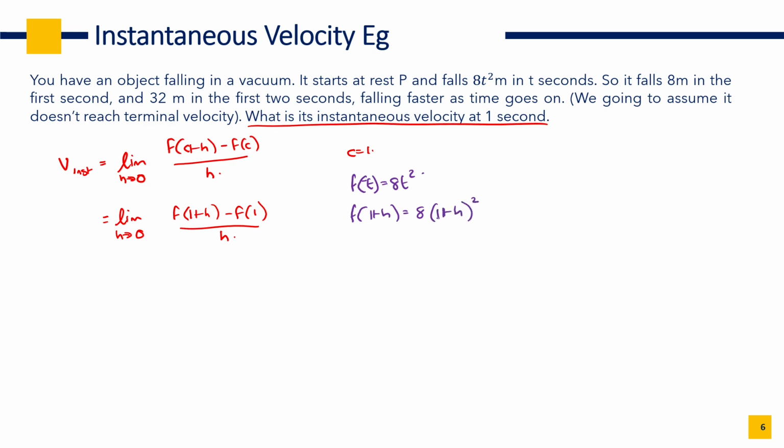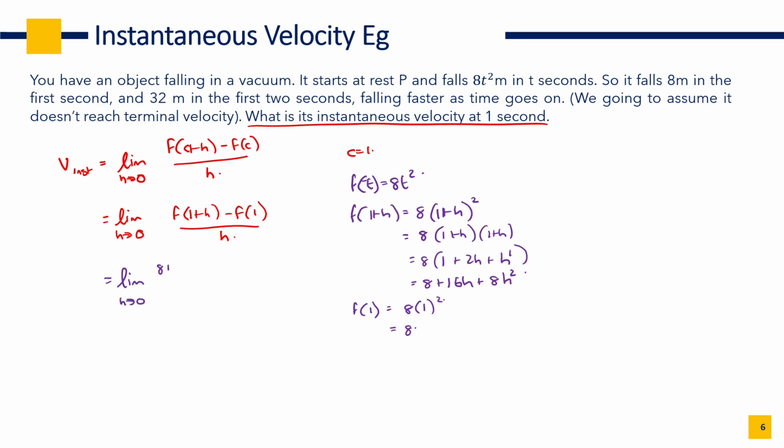Let's just multiply it out here so we can put it all pretty inside the actual equation. We have 8 times (1 + h)(1 + h), and that's 8 times (1 + 2h + h squared). I'm just doing normal multiplication here. And that gives us 8 + 16h + 8h squared. Then we have the function at 1, and that is just 8 times 1 squared, which is 8. So we're going to put it back into our formula here.